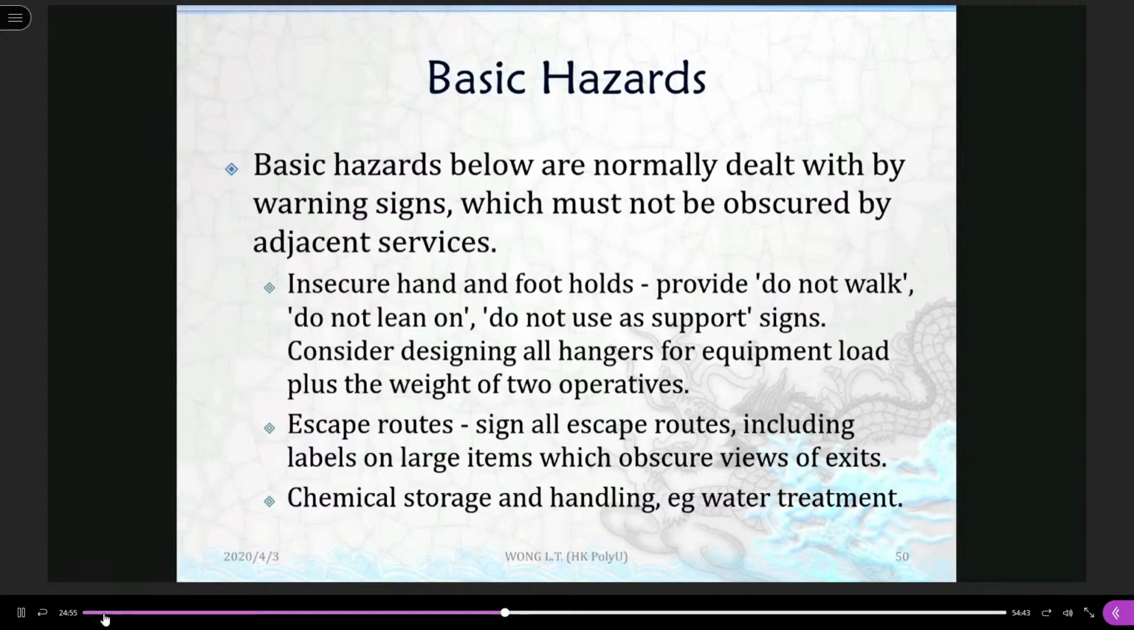Consider designing all hangers or equipment for the load plus the weight of two operatives. Escape routes have to have good signage, which should not be covered. Therefore, not covered means the space is required. Chemical storage, handling, water treatment: signage is required.